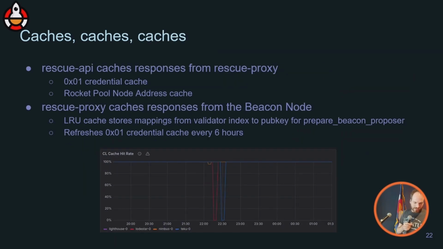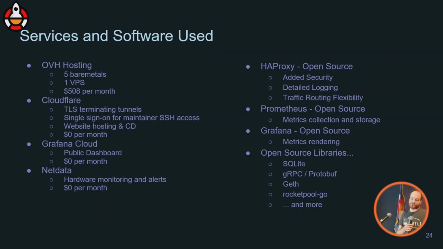All right, I'm going to skip the cache talks. That's just really interesting, but I don't think we have time. Let's go on and talk about services and software. We use OVH for hosting. I have 5 bare metals and 1 VPS. It costs $508 a month. And then we use a bunch of free services.